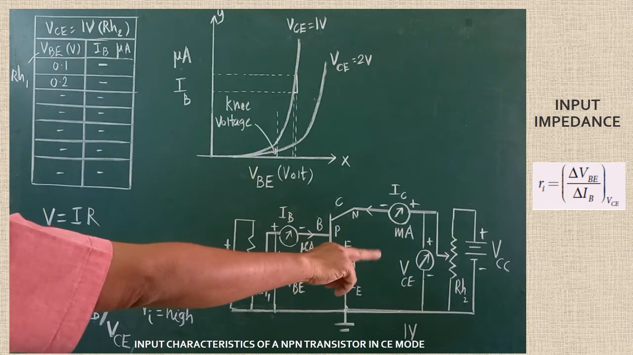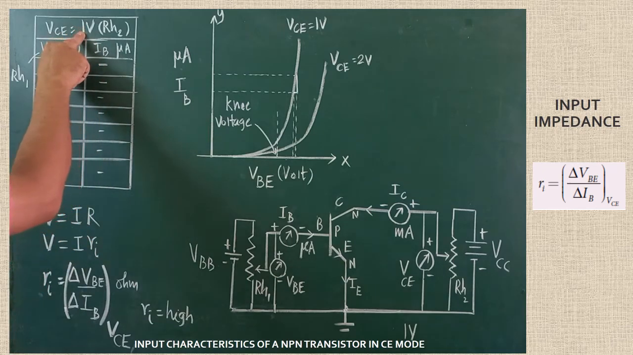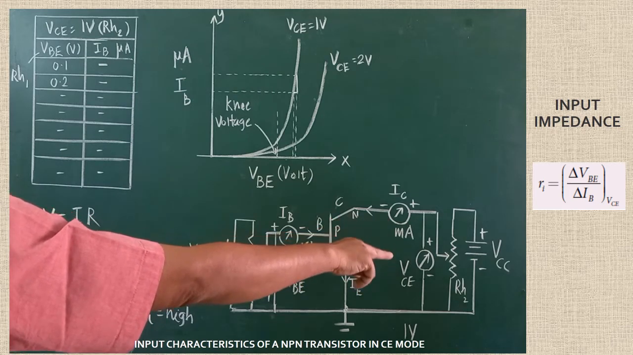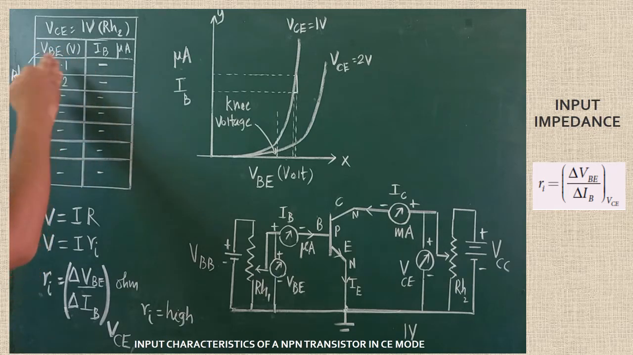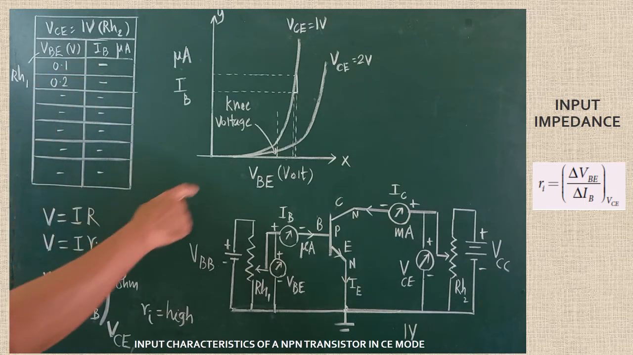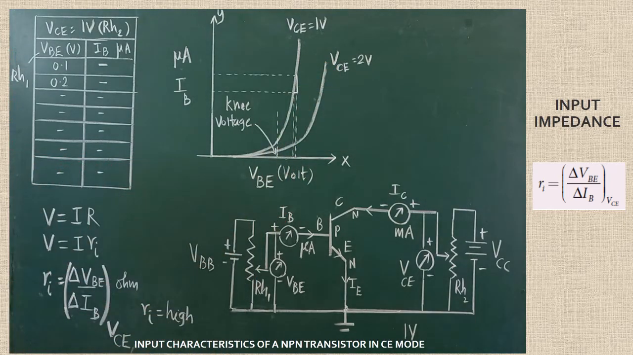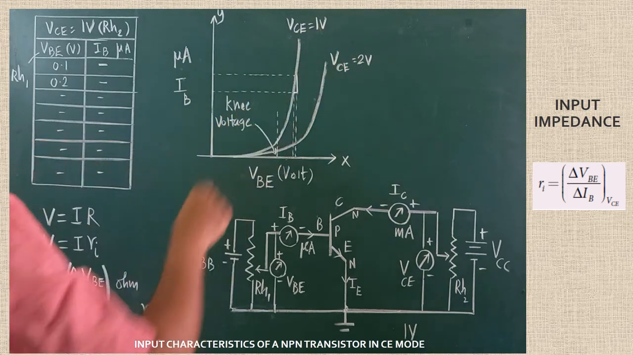Now, after the completion of this part of the graph, what you have to do again is adjust rheostat 2 and set the VCE value as 2 volt. Instead of 1 volt, you have to write 2 volt. In the voltmeter also, 2 volt must be set and it should be constant throughout. Again you take the set of readings between VBE and IB, and again you draw the graph. This graph is drawn for VCE equal to 2 volt. So this graph is drawn for 1 volt, this graph is drawn for 2 volt.